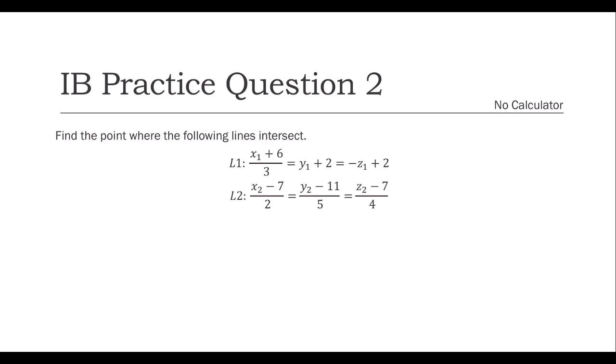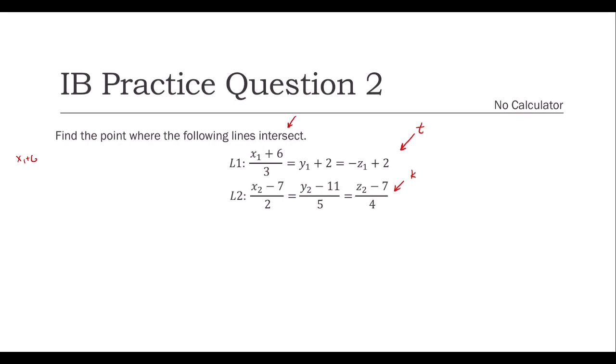Now we have our second IB practice question. It says, find the point where the following lines intersect. So we know they're going to be intersecting, so we can go straight to our steps for that. The lines, however, are in Cartesian form, so we need to change them to parametric. We can use the variable t for this first one and k for the second.